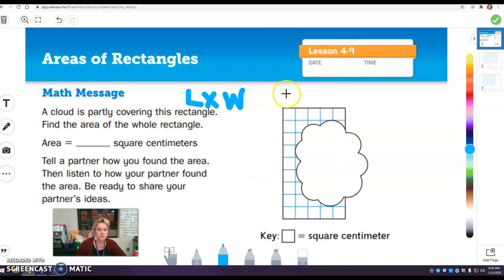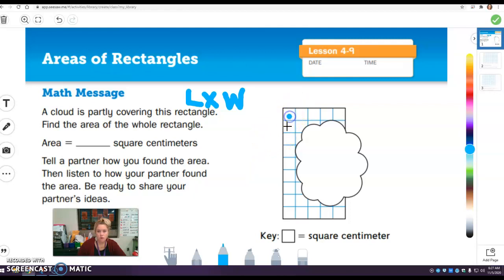All right, so for this math message, it says a cloud is partly covering this rectangle. Find the area of the whole rectangle. So we know with our key that our area is going to be measured in square centimeters for this problem. Obviously you don't have a partner that you're going to be able to talk to, so I'm just going to talk you through this one. I do have a cloud covering part of this, but I can see my composite number right here for my length. So I'm just going to count how many squares I have going down to get my length.